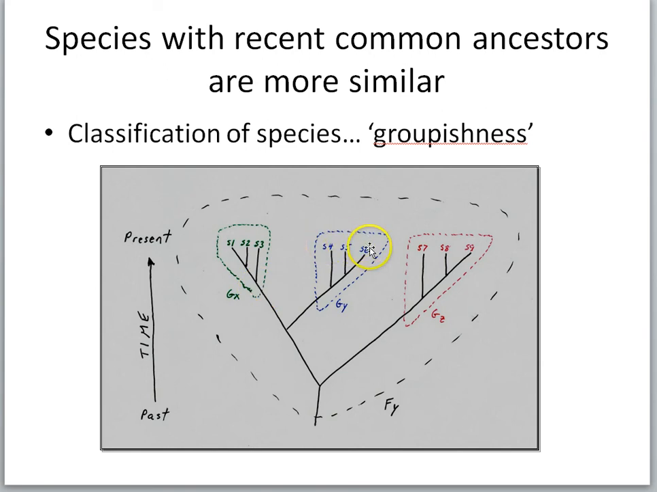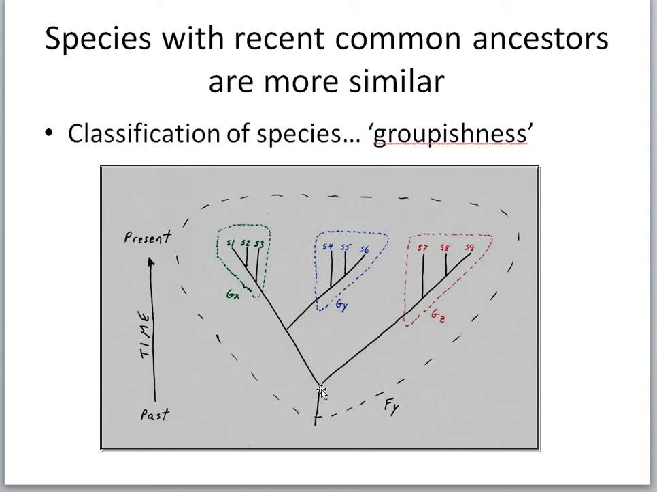Species 4, 5, and 6 are also very similar to each other. Why? Because they too have a recent common ancestor. And likewise with 7, 8, and 9. But we can now think about how the three groups show differences in how similar they are to each other. So in other words, at the group level, GX is more similar to GY than GX is to GZ, because GX and GY have a more recent common ancestor than GX and GZ. That common ancestor was farther back in time.